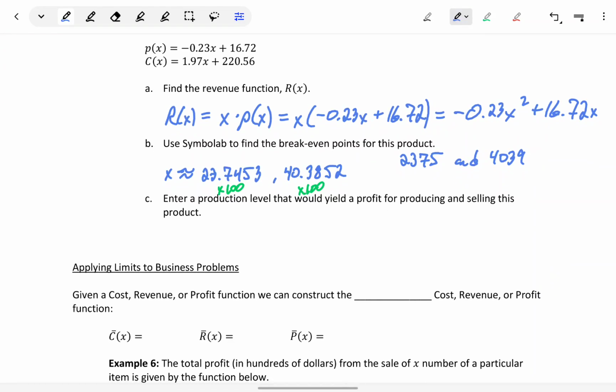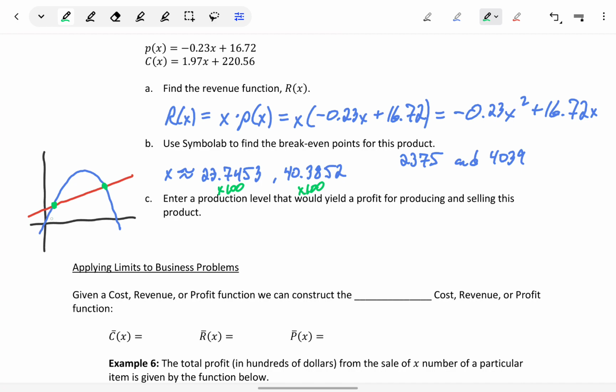And then part C asks us to enter a production level that would yield a profit for producing and selling this product. There's not really any math to do for this problem. This is just understanding the concept of what we mean by break-even points. If we were to graph a revenue function and a cost function, we would see that what we're finding are these 2 points where revenue equals cost.